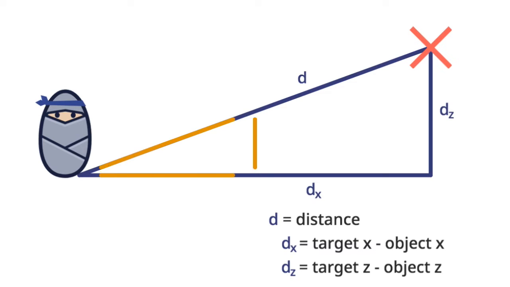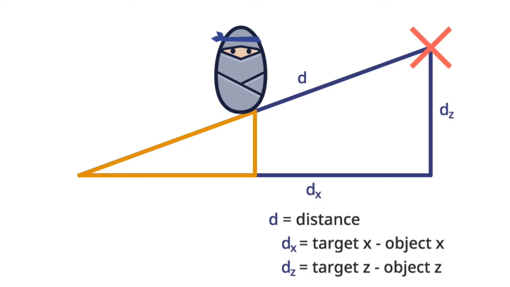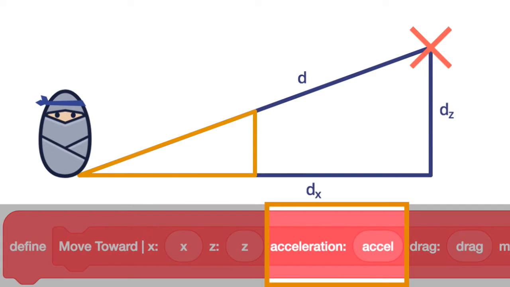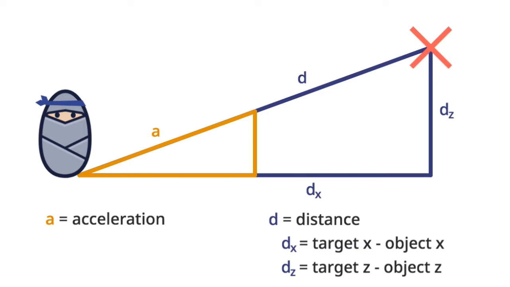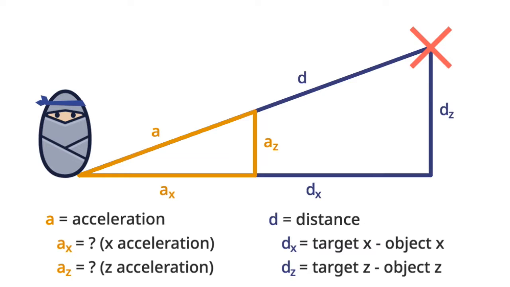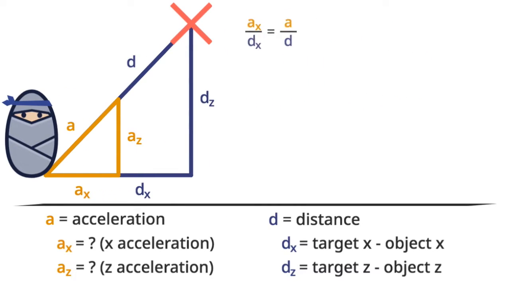Now let's set up another right triangle, smaller but in the same shape as the first. This one represents how much we want the character to move. The custom block's acceleration input tells us how fast we want the character to accelerate, so let's label the hypotenuse A for acceleration. The 2 legs of the triangle, which we can call AX and AZ, are the values that we want to find. They will tell us the speeds we need on the X and Z axes to move toward the point. Using geometry, we know that AX over DX equals A over D.